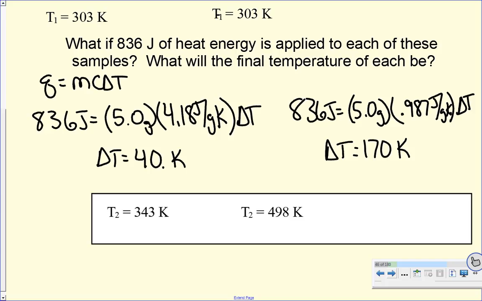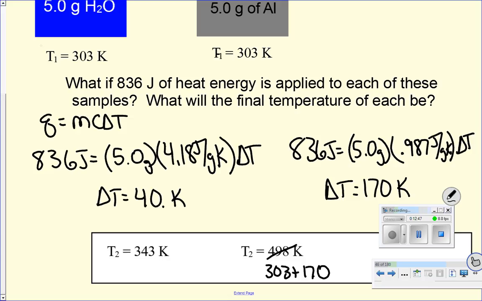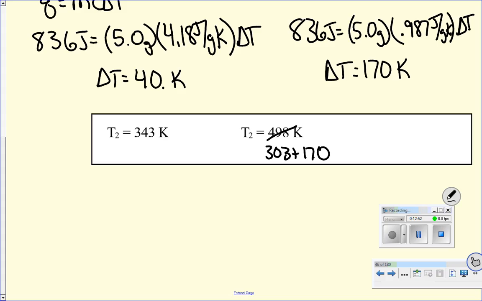Oh, wait a second. Not quite agreeing with that. Sorry. That should be 303 plus 170. I apologize, I checked my math on that one. That should be 303 plus 170, which is not going to give us 498. It would actually give us 473 Kelvin. So sorry about that, Aaron. So much higher temperature because of that lower specific heat.